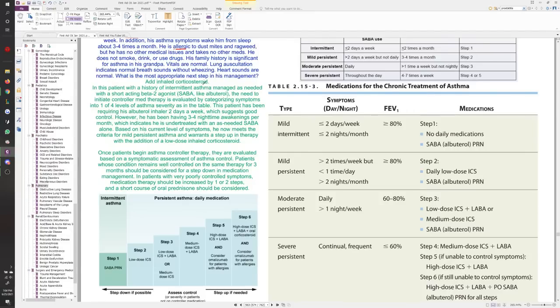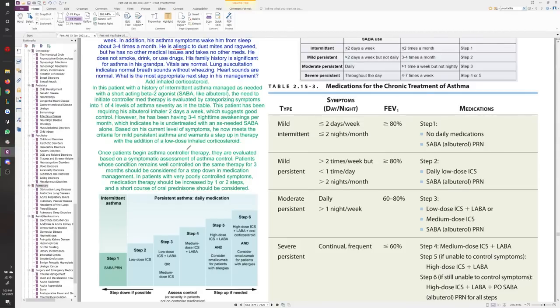In this patient with a history of intermittent asthma, managed as needed with a short-acting beta agonist, albuterol, the need to initiate controller med therapy is evaluated by categorizing symptoms into one of 4 levels of asthma severity, as in this table below. This patient has been requiring his albuterol inhaler 2 days a week, which suggests good control because 2 days a week is pretty decent. However, he has been having 3 to 4 nighttime awakenings per month, which indicates he is undertreated with an as-needed short-acting beta agonist alone. Based on his current level of symptoms, he now meets criteria for mild persistent asthma and warrants step up in therapy with the addition of a low-dose inhaled corticosteroid.